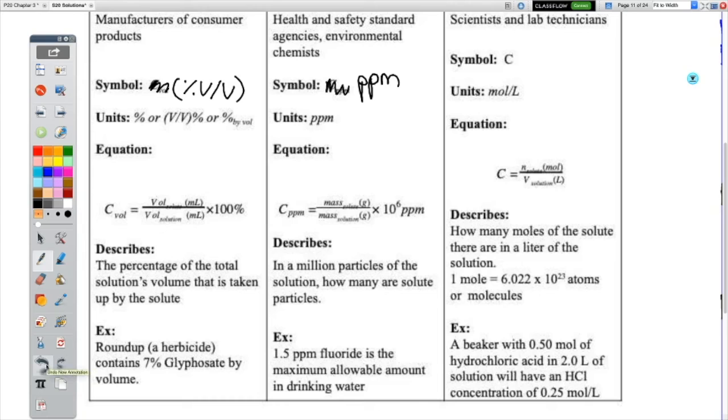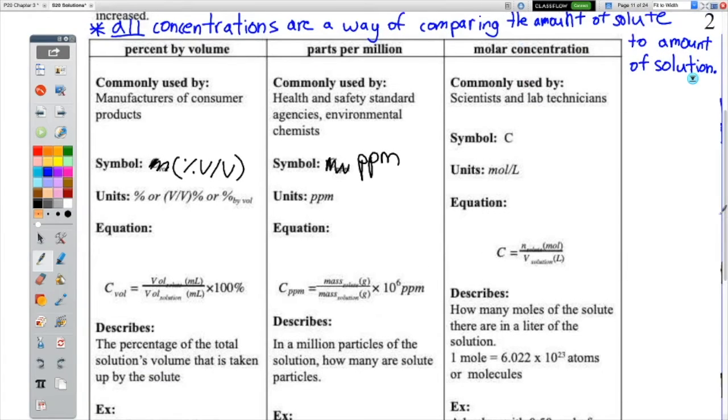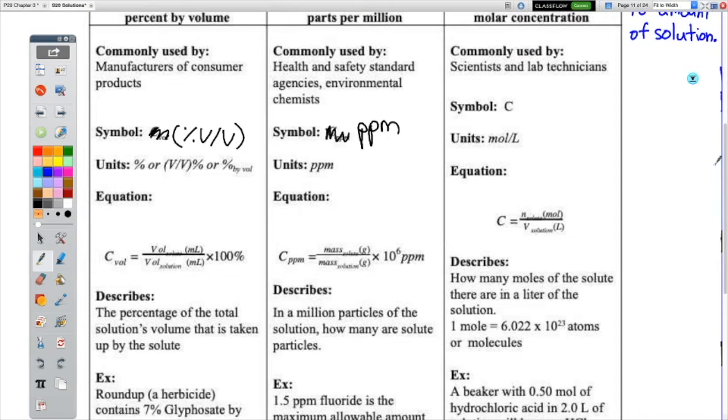So the third type of concentration that we're going to look at, the way we calculate it, is by far the one most commonly used by scientists and lab technicians in a more scientific context, and it requires a bit of knowledge about the basic chemistry of the solution that you're dealing with. Okay, and so the symbol is C. That one's correct. That's how it's in your data booklet as well. Okay, the units though are moles per liter.